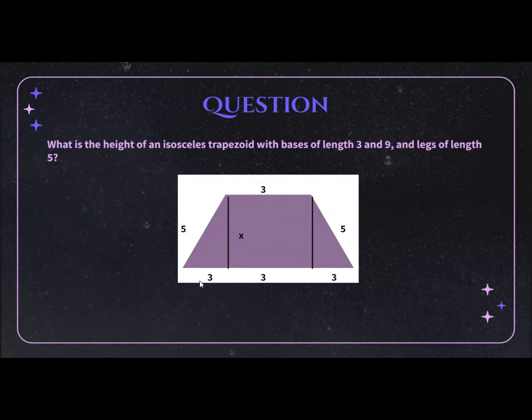And this, of course, adds up to 9, so 3 plus 3 plus 3 is 9. So this is all correct. You might say, if this is 5 and this is 3, then what is x? Since this is a right angle, you use the Pythagorean theorem. 5 squared is 25, minus 3 squared, which is 9, equals 16, which is 4 squared. So x is equal to 4.